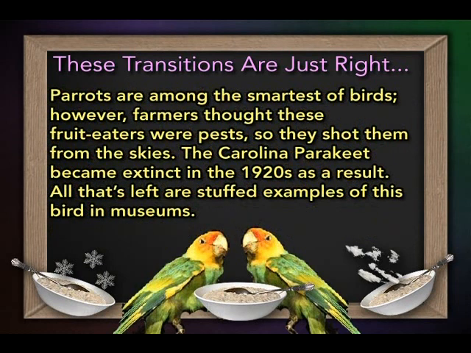Parrots are among the smartest of birds. However, farmers thought these fruit eaters were pests, so they shot them from the skies. The Carolina parakeet became extinct in the 1920s as a result. All that's left are stuffed examples of this bird in museums. So what have we done here?